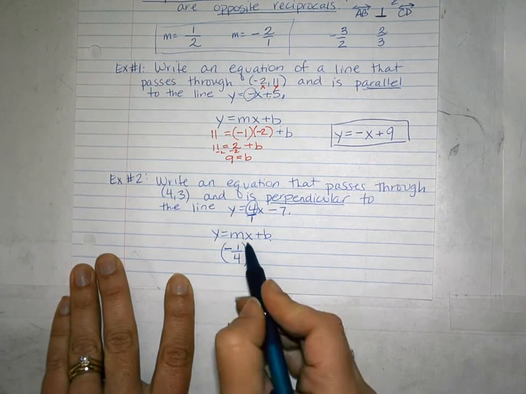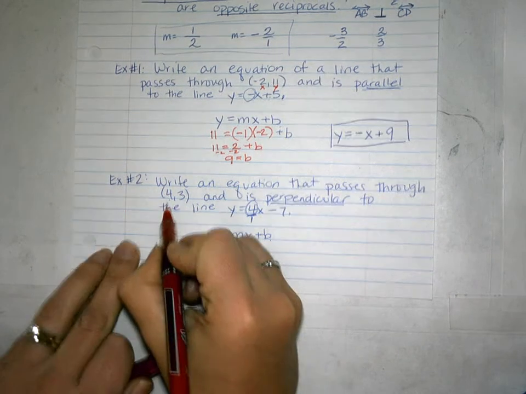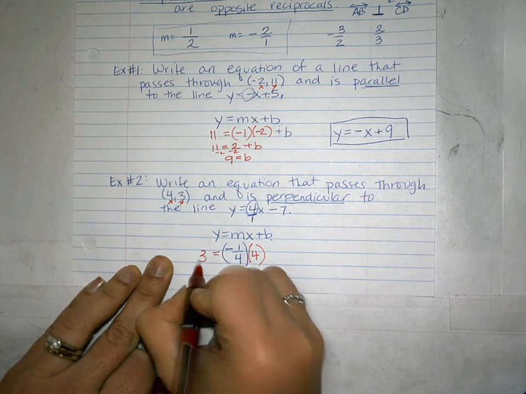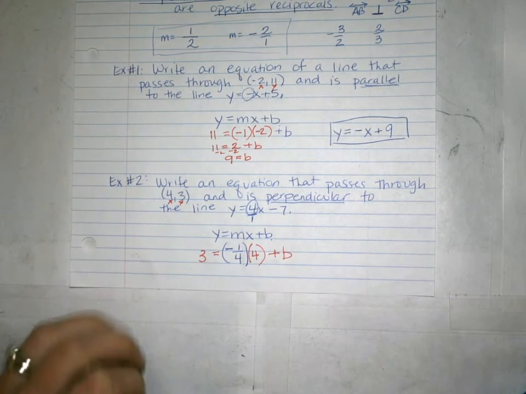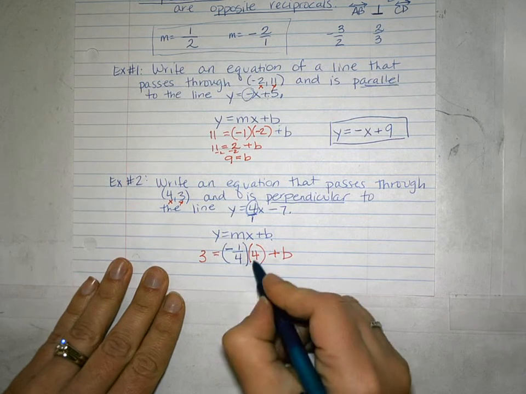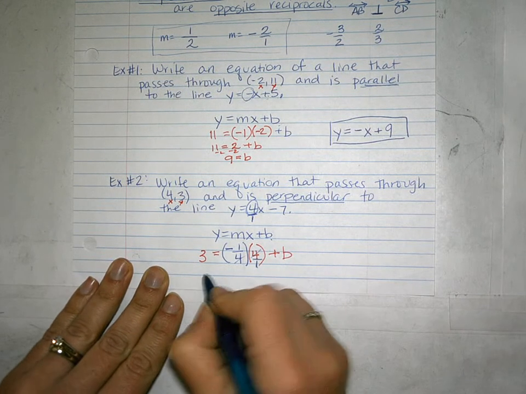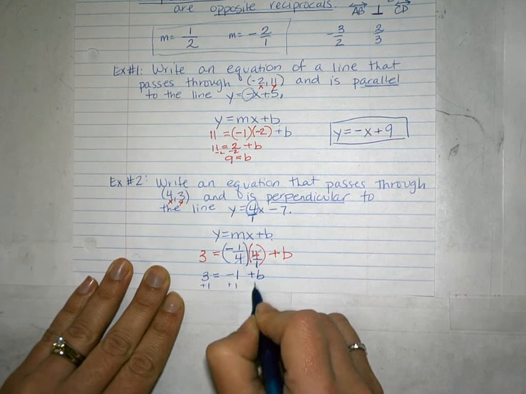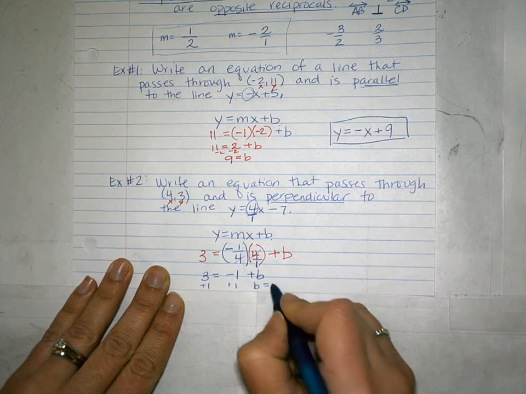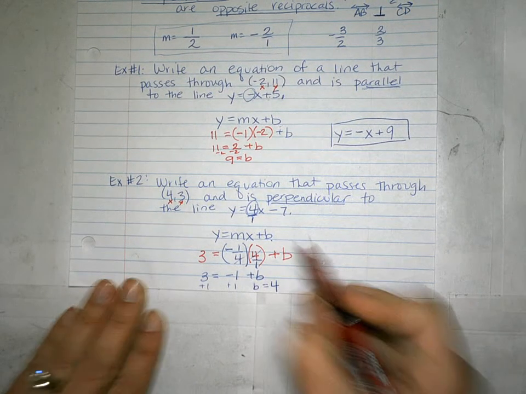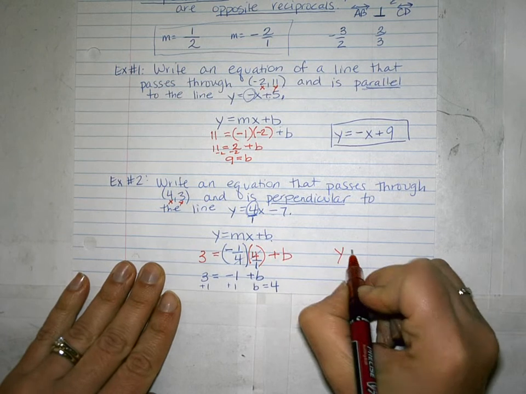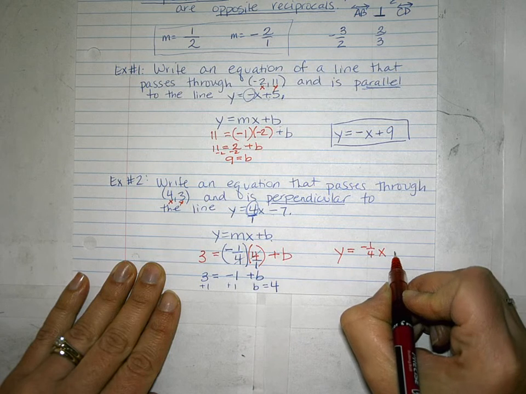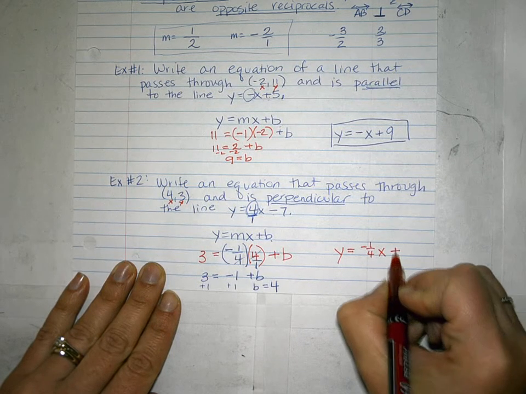I then know my x and my y, right? This is my x, this is my y. So my x is 4, my y is 3, and I don't know my b. Do some math, I can put this over 1, I can do some cross-canceling. I have that 3 equals negative 1 plus b, plus 1 plus 1, and I get that b equals 4. So when I write my equation of the line that is perpendicular to this one, it's y equals negative 1/4 x plus 4.